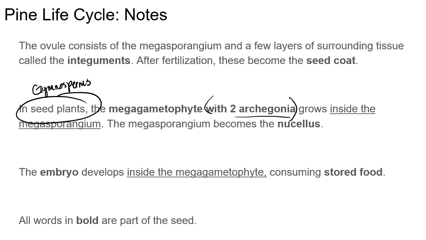So in seed plants, the megagametophyte grows inside the megasporangium. That's true. This 2 archegonia part is not necessarily uniting the groups. The megasporangium becomes the nucellus, so that is diploid tissue. The embryo develops inside the megagametophyte, which is inside that sporangium. And that embryo gets to consume all the stored food that is the nucellus and the megagametophyte. So those all provide nutritive tissue to feed that growing embryo. So the megagametophyte and the nucellus are just sources of food for the developing embryo. And all of the parts that are in bold are components of a seed, and a seed is a fertilized ovule.